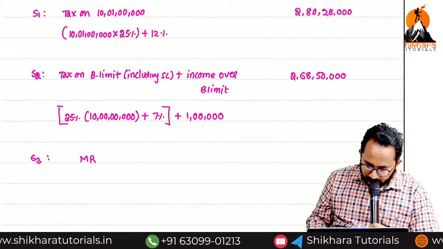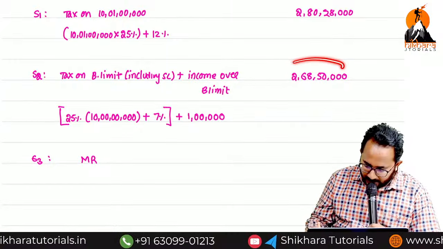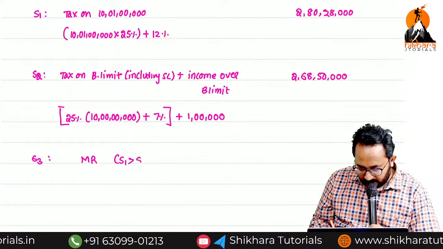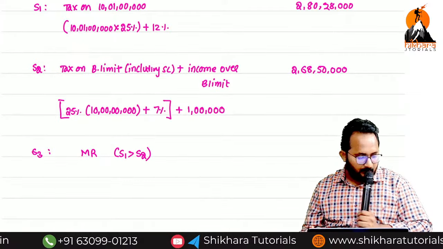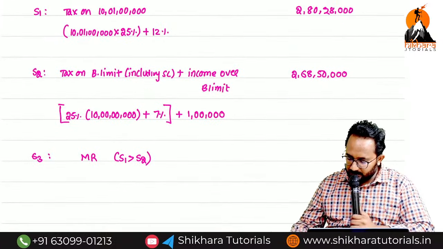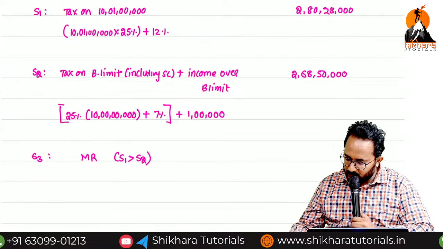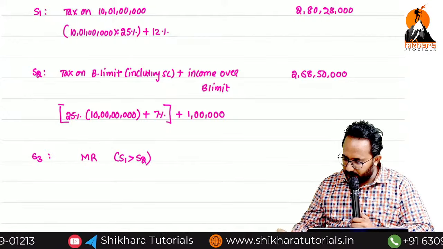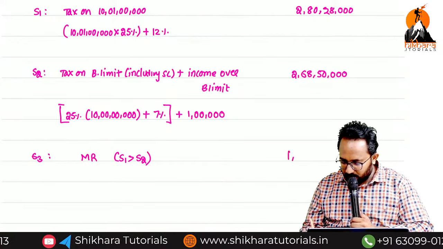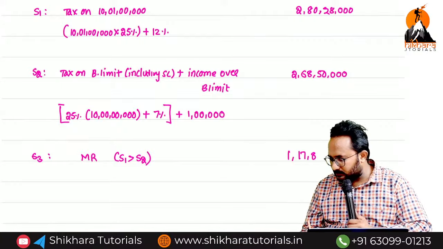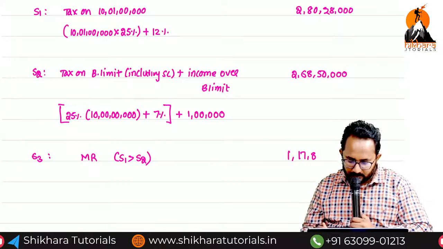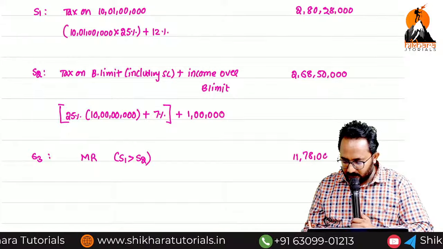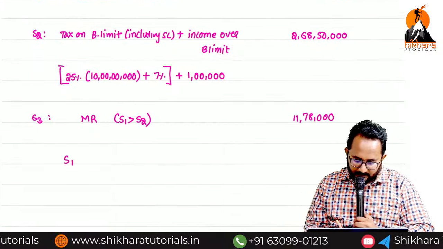Step 3, marginal relief. Remember, the assessee has the capability to pay this amount, but since they are asking this, we can provide marginal relief. You can get the marginal relief when step 1 is more than step 2. What is the marginal relief you can calculate? 2 crore 80 lakh 28,000 minus 2 crore 68 lakh 50,000, which is 11 lakh 78,000.